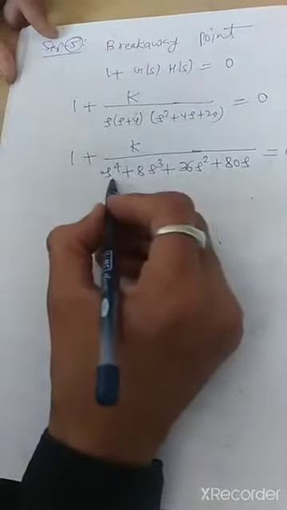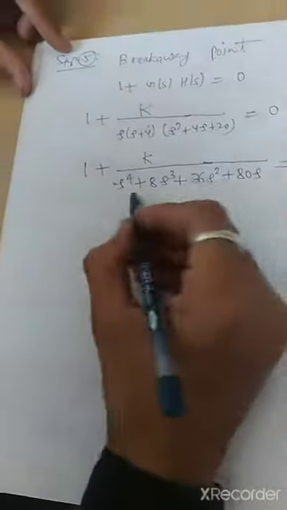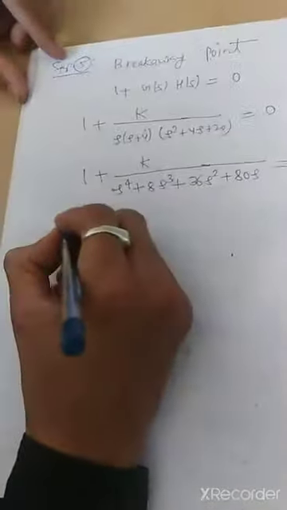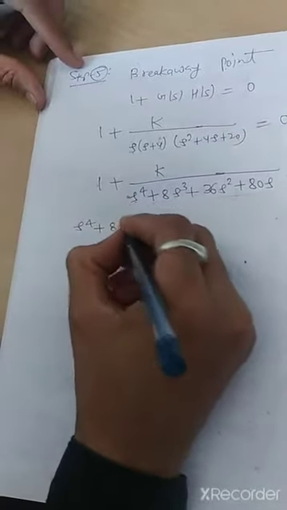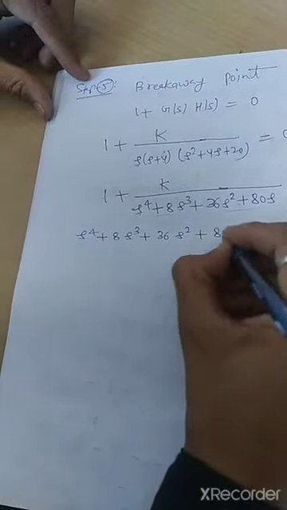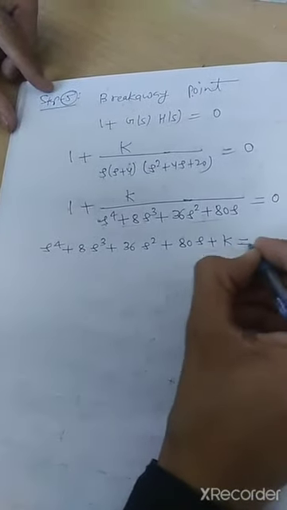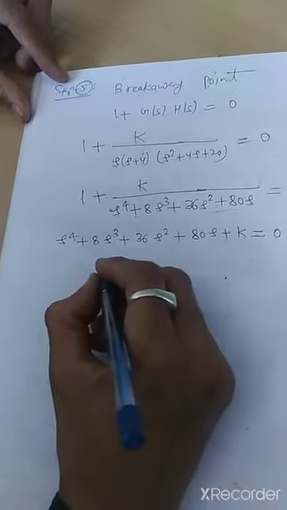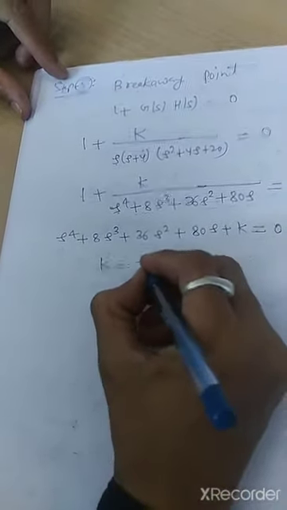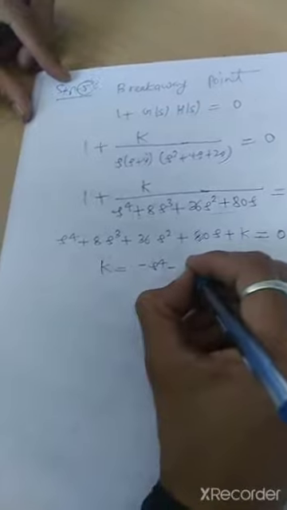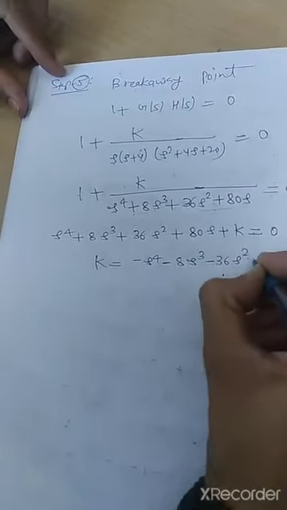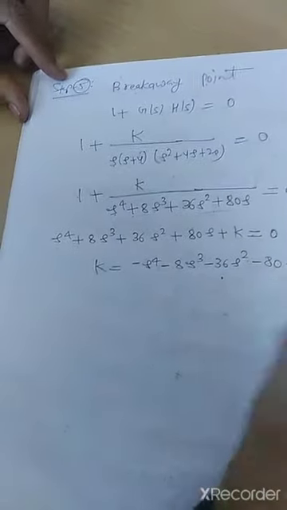Okay. Now this total denominator term will be multiplied by 1 and then added with K. So we will find out s to the power 4 plus 8s cube plus 36s square plus 80s plus K is equal to 0. So with this we will find out the value of K, and this value of K is equal to minus s to the power 4 minus 8s cube minus 36s square minus 80s.